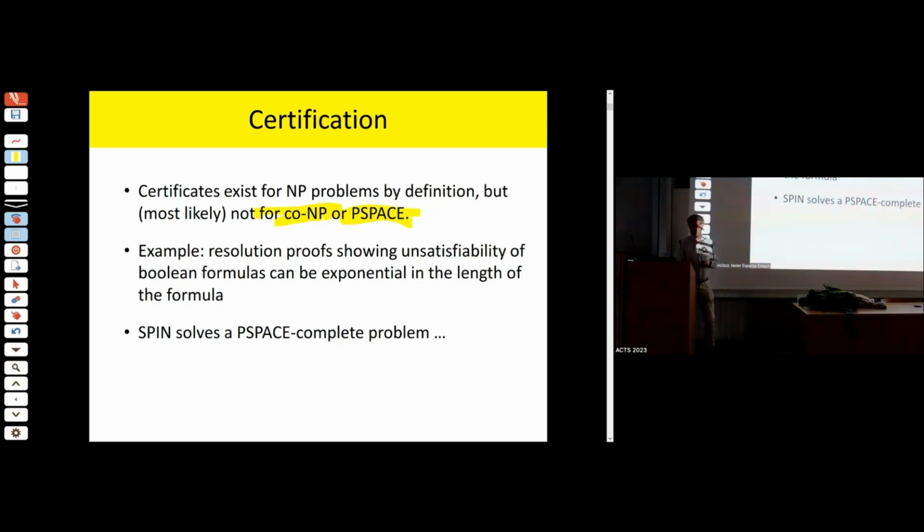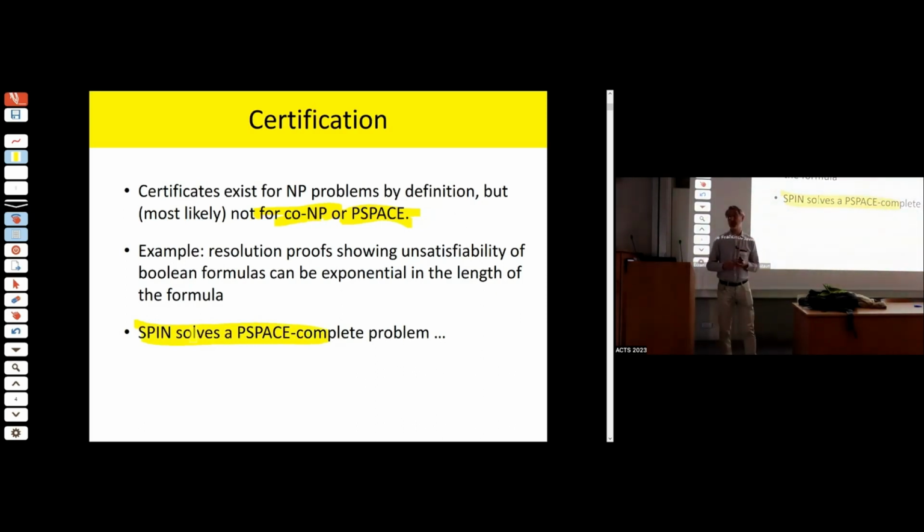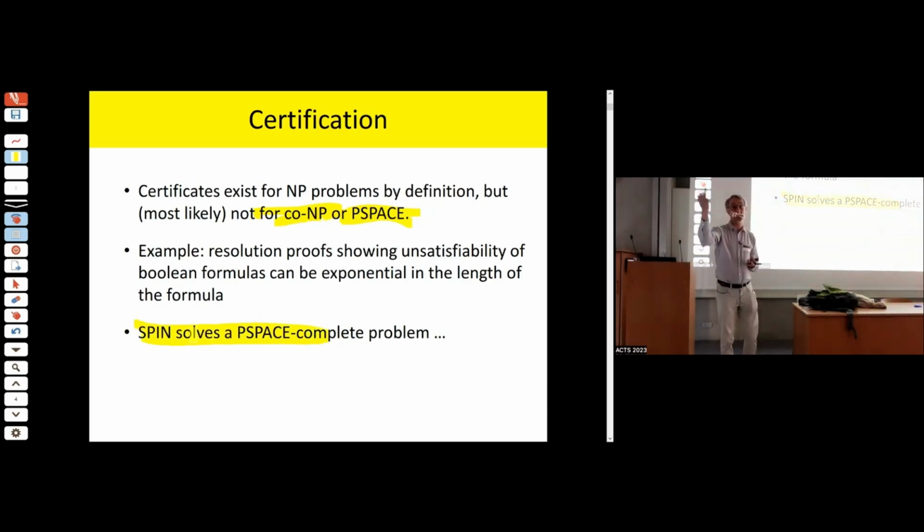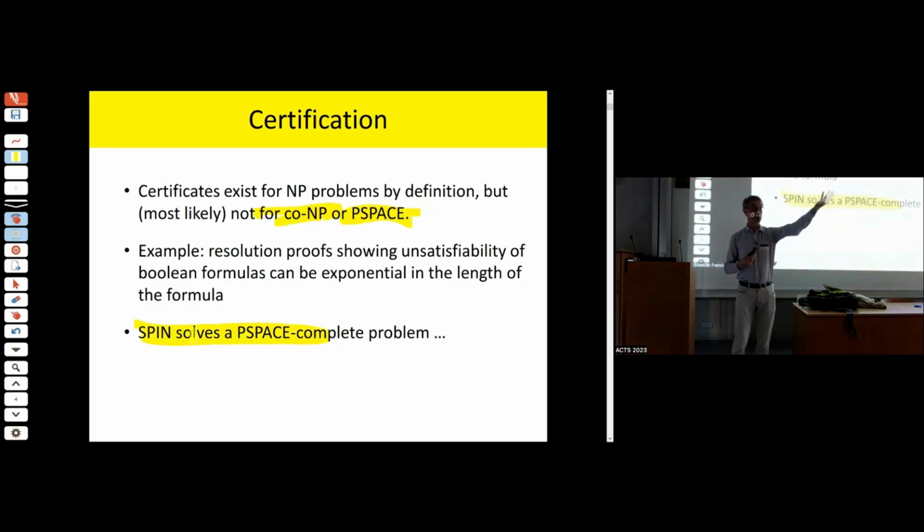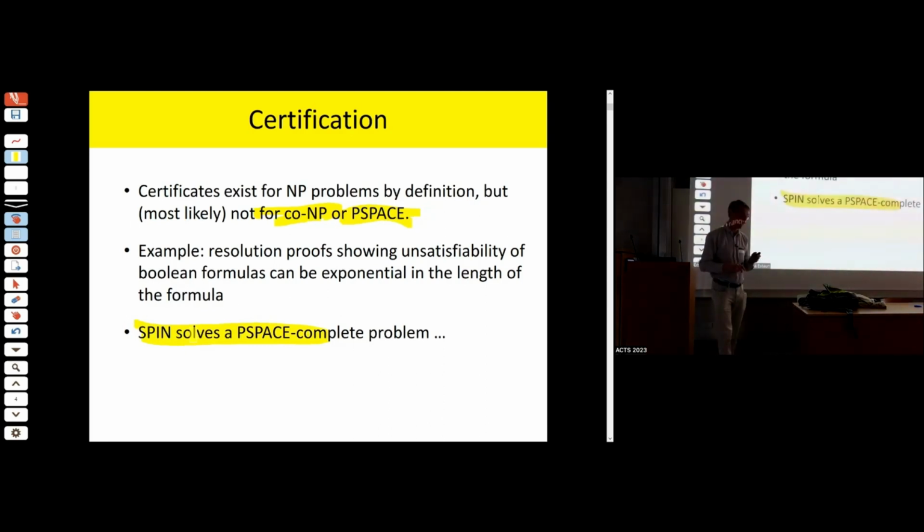Now the problem is, what kind of problem is SPIN solving? It is solving a PSPACE-complete problem. It gets a Promela program, a description of a concurrent system, and a property, and it checks it, and we know that that problem is PSPACE-complete.